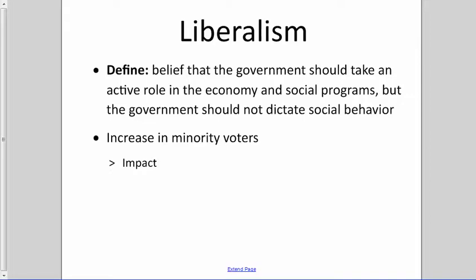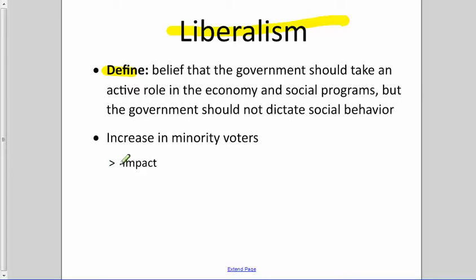So that's what Clinton's going to bring, where in the conservatism, it was really kind of government should not be actively involved in the economy and society. So those were kind of our two different ideas. So we defined liberalism here for you, so make sure you know that.